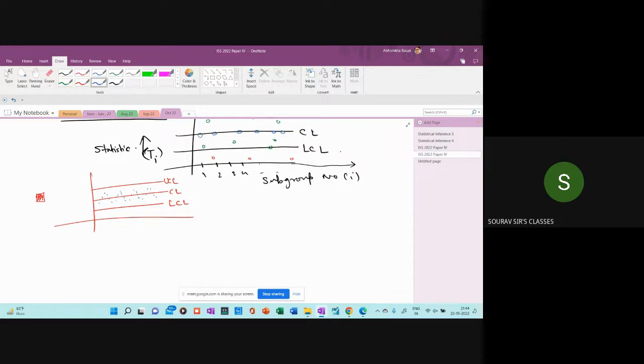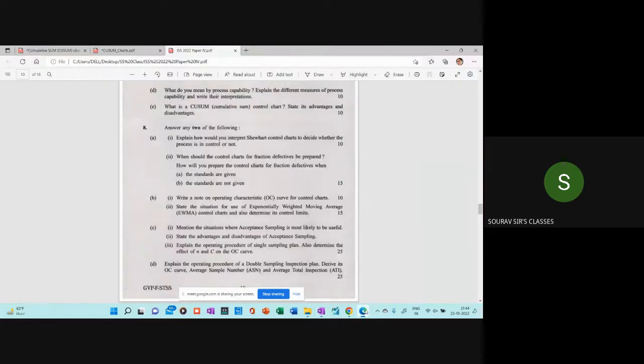And mathematically, we have to define the 3 sigma limit for the process control, specifically if they ask you a question of more than 10 marks. For 10 marks, this much is enough.